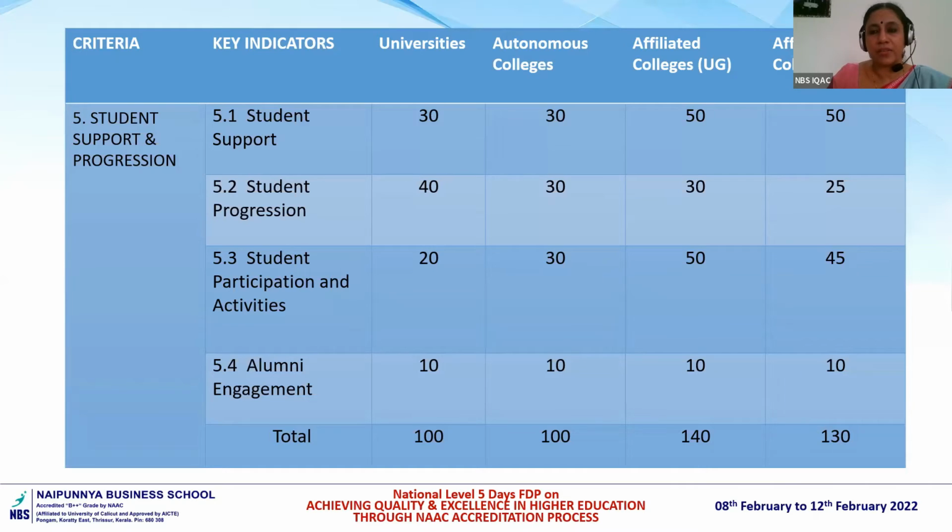For affiliated colleges PG, because we have a PG course. If you have UG as well as PG courses, you will come under affiliated colleges PG. So this is how the point distribution is going.